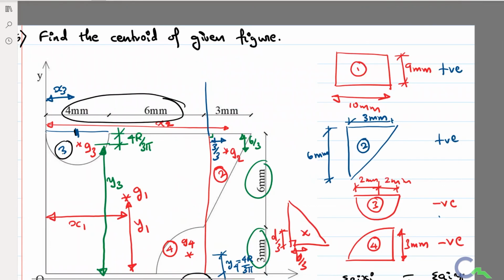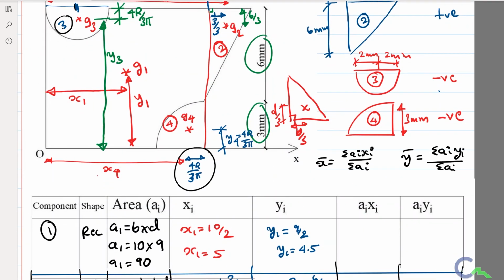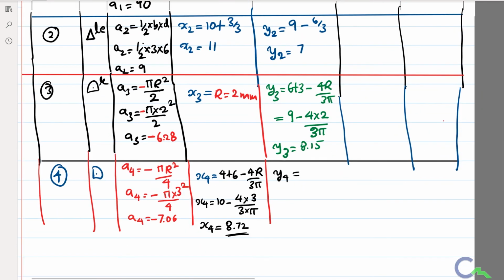Then I can consider y4. y4 directly I can take 4r by 3 pi here. So therefore 4 into r divided by 3 pi. Therefore y4 is equal to 4 into radius 3 mm divided by 3 pi. So y4 we will get 1.27 mm. After doing all the calculation, I have to do the summation to apply in the formula.